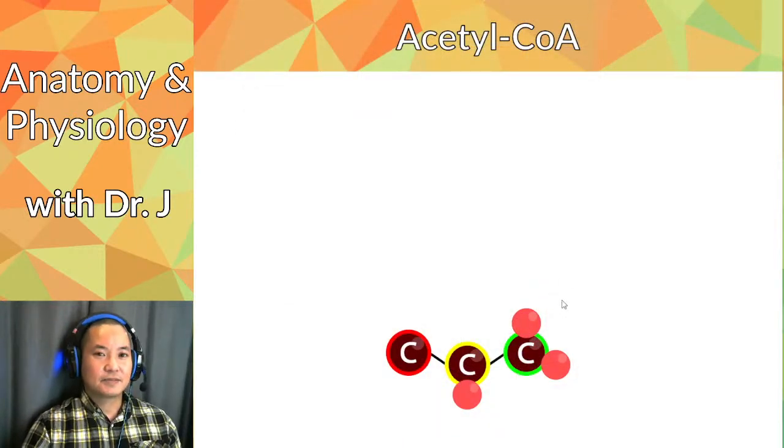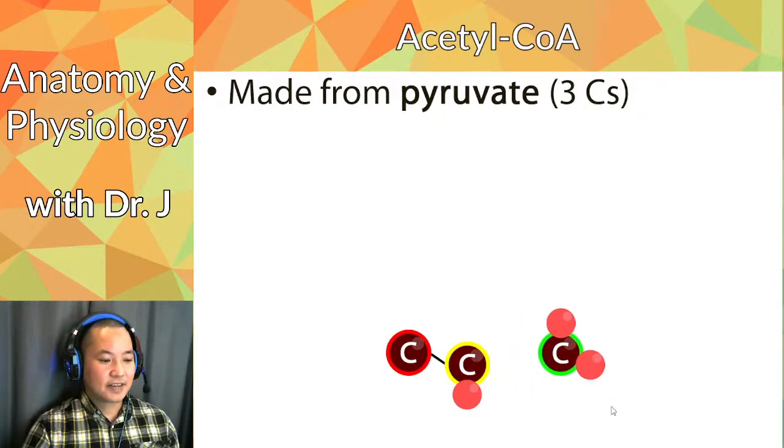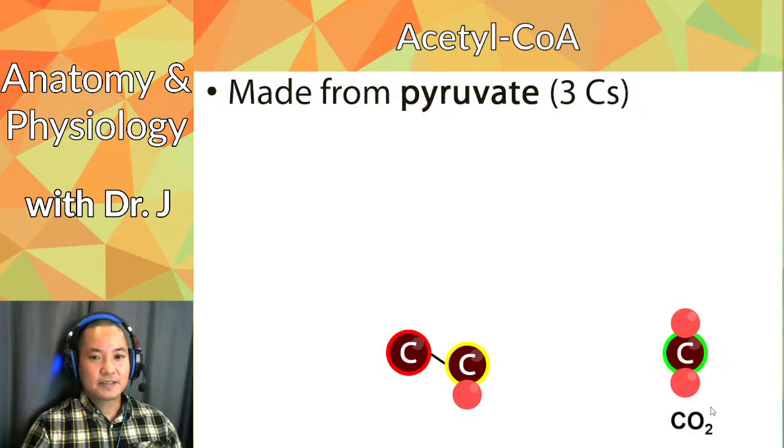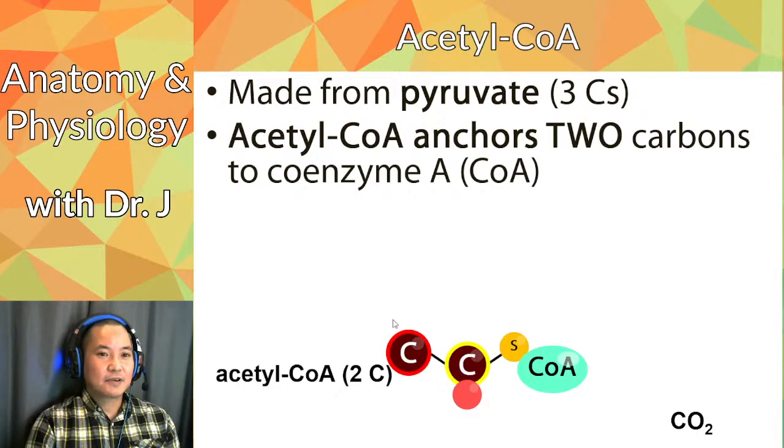So acetyl-CoA is when you take that 3 carbon pyruvate and lop off one of the carbons. In fact, you lop off this carbon right here, which is CO2, carbon dioxide. So this is one of the sites where we produce carbon dioxide in the cellular respiration equation. The carbon dioxide is excreted via your respiratory system, and now you add something called CoA, or CoASH because there's a sulfhydryl group. This acetyl-CoA anchors these 2 carbons, this acetyl group right here, to coenzyme A.